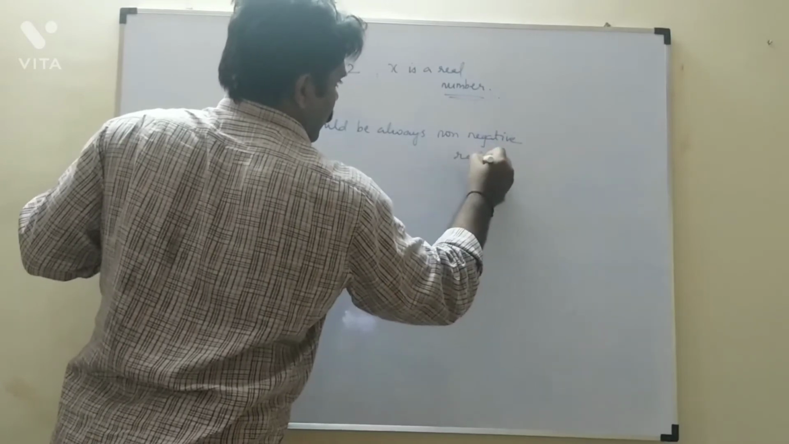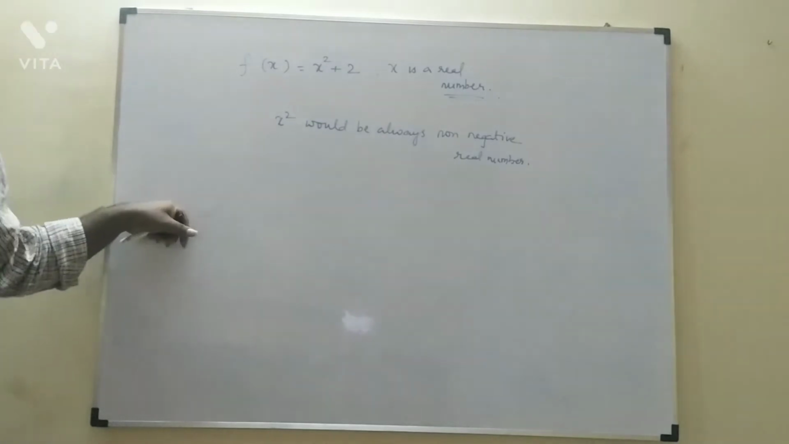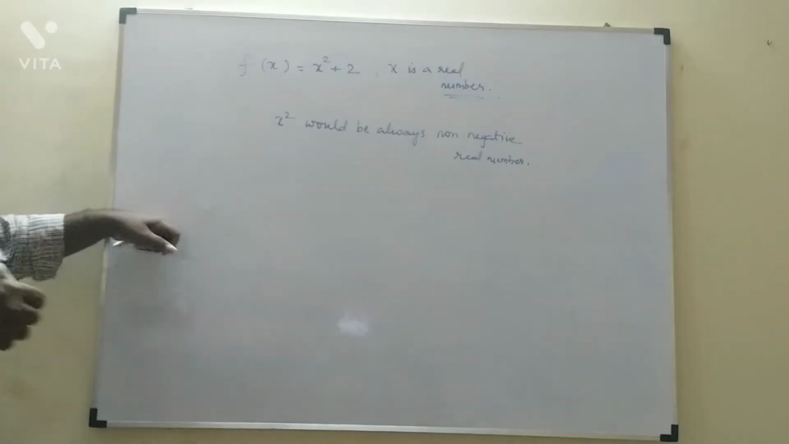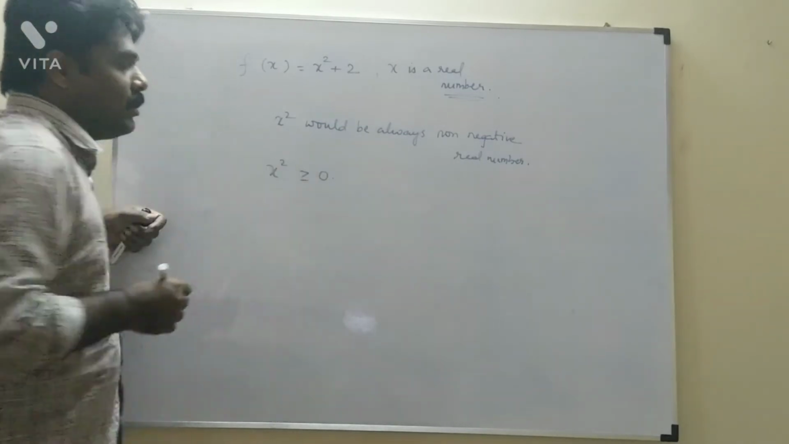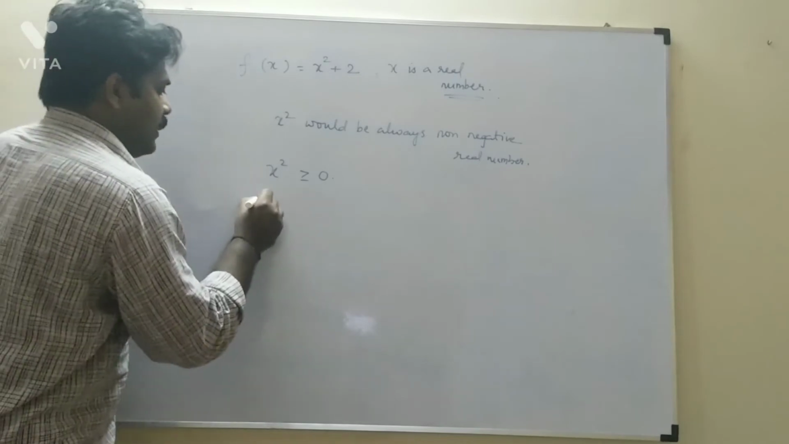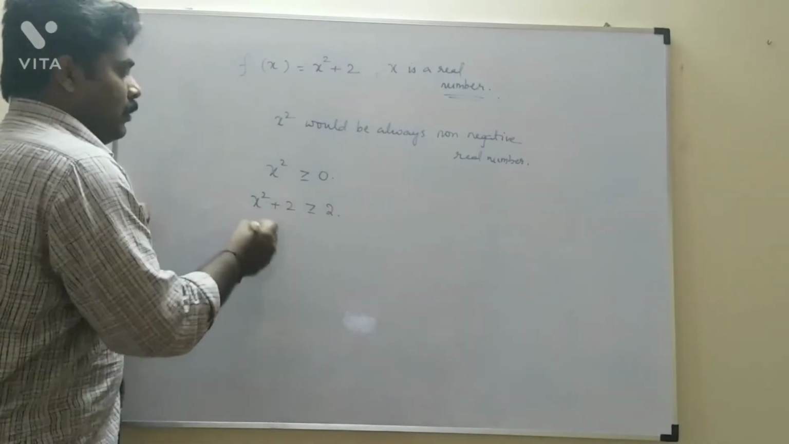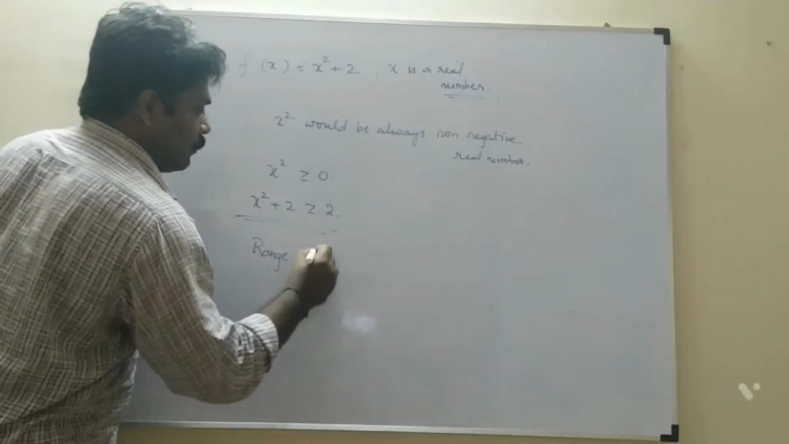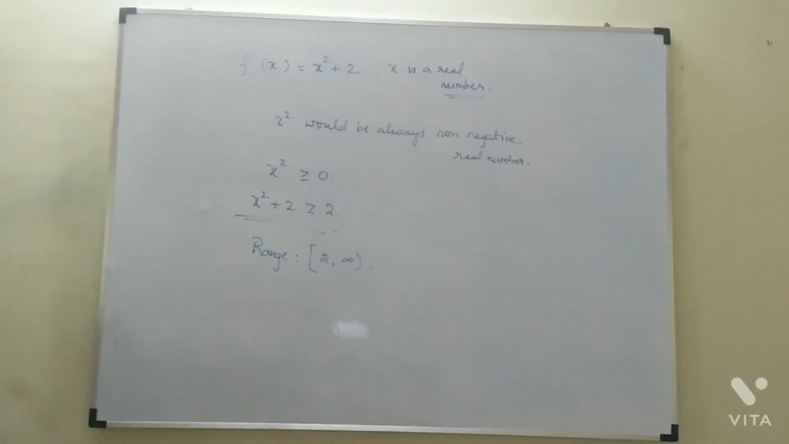right? You take 0, 0 square is 0, 1 square is 1, minus 1 square is 1. So I would always get a non-negative real value. So that means x square is greater than or equal to 0, and x square plus 2 is greater than or equal to 2. Now the range of this function would be 2 comma infinity. So this is the range of my function.